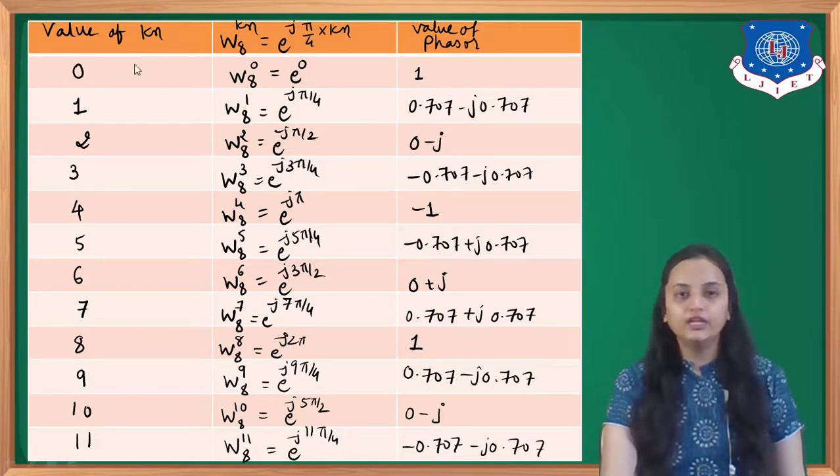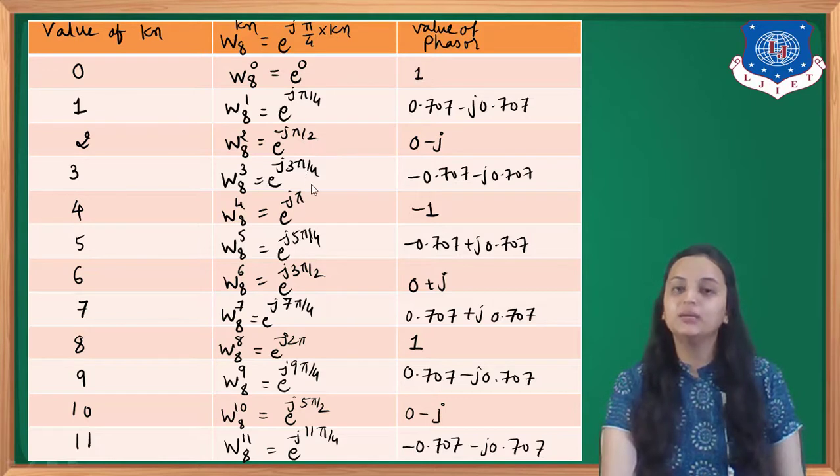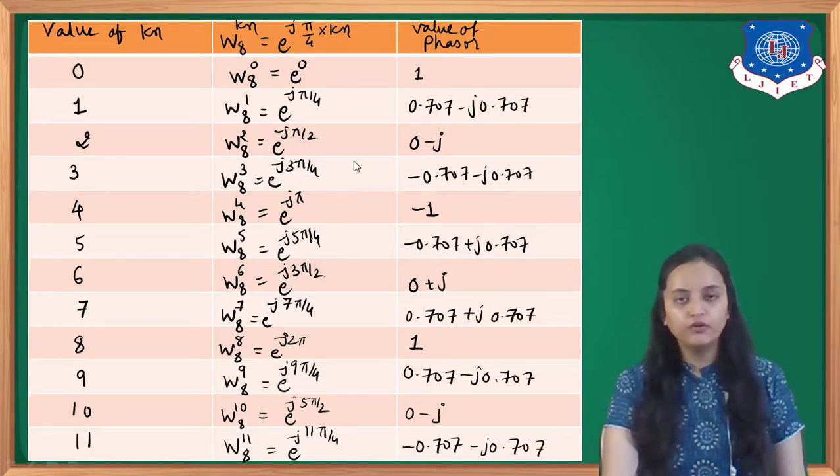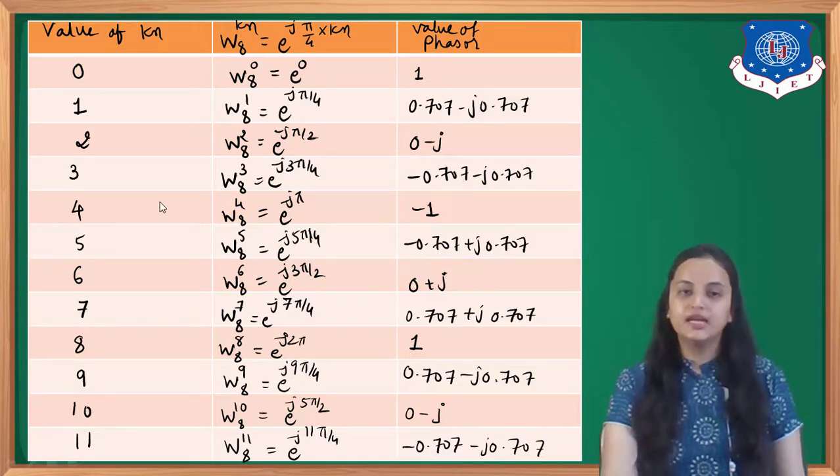Now we are taking value of kn 2, that will become W8 raised to 2. Here we will place kn equals 2, which will become e raised to minus j pi by 2. E raised to minus j pi by 2 equals cos pi by 2 minus j sin pi by 2. Cos pi by 2 is 0, sin pi by 2 is 1, that will become minus j. Now next we are taking value of kn 3. That will become W8 raised to 3, which equals e raised to minus j 3 pi by 4. That means cos 3 pi by 4 minus j sin 3 pi by 4, that will become minus 0.707 minus j 0.707.